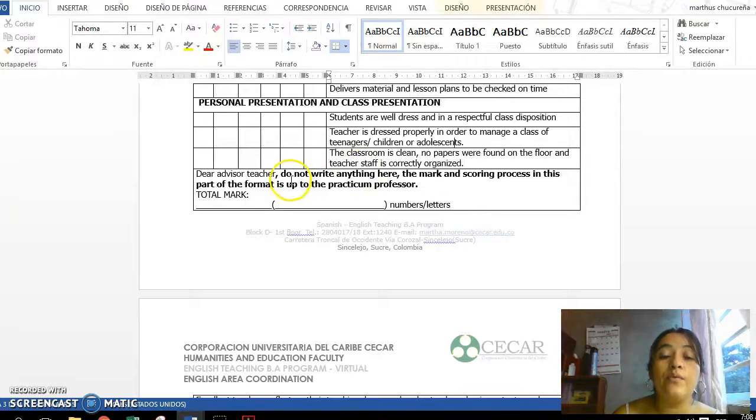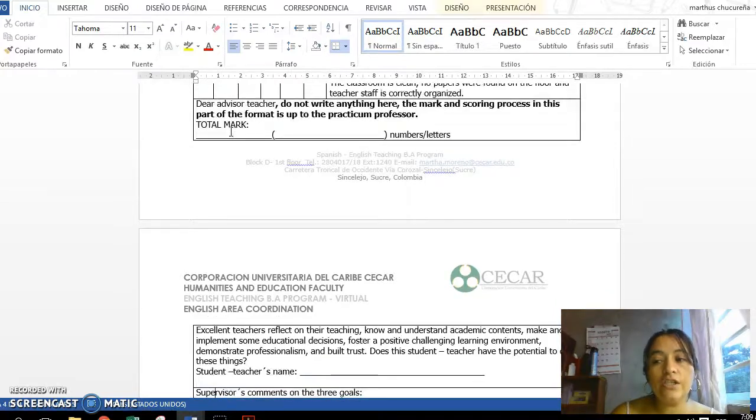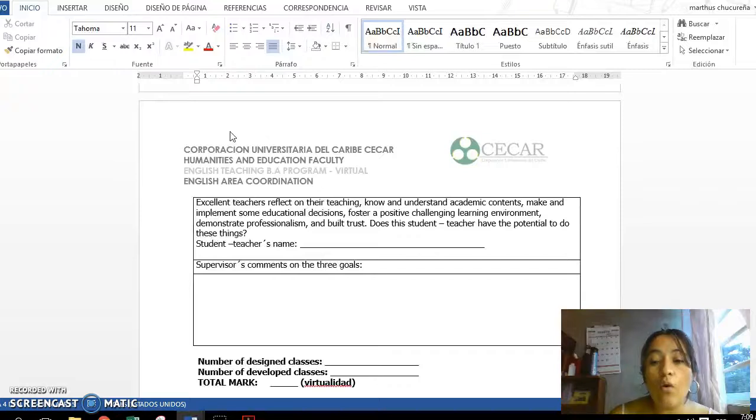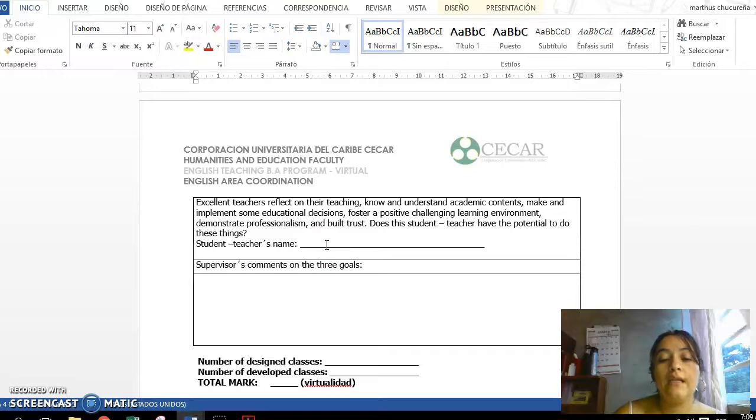And this is an important part: do not write anything here. The marking and scoring process in this part of the format is for the practicum professor. This is for virtuality. So your teacher just has to put an X, and X, and X. It could be with pencil. It has no need to be digital, no problem. So your advisor teacher is going to mark, yes, the score he thinks you deserve. And also this is another important part, that he puts your name.